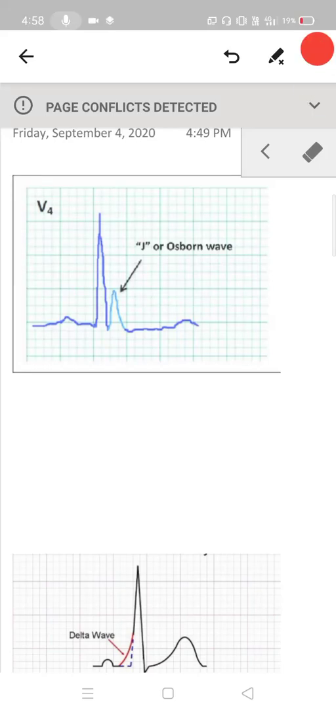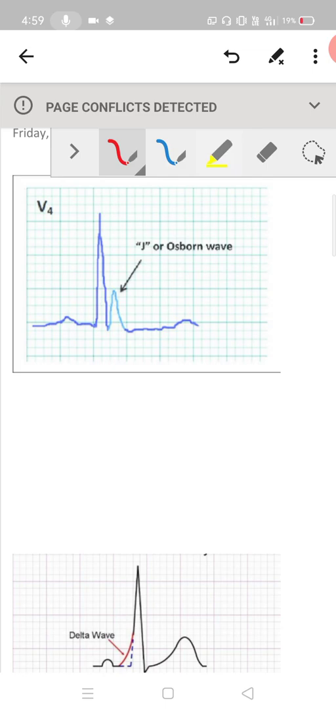Hello guys, today I have compiled a set of a few important ECG strips which you must know before going to any exam. I have compiled mainly the most commonly asked questions. So let's see.